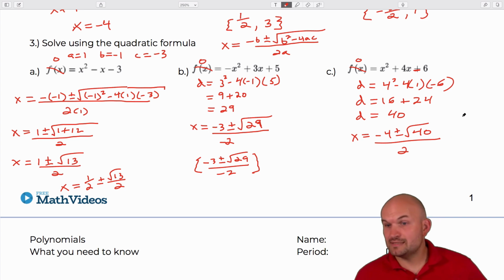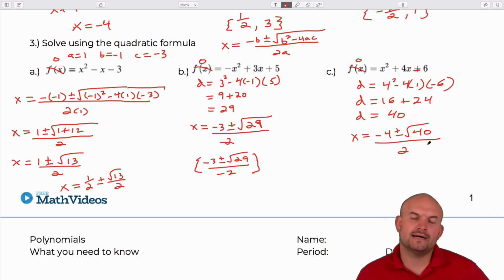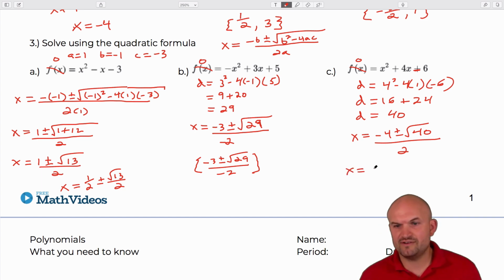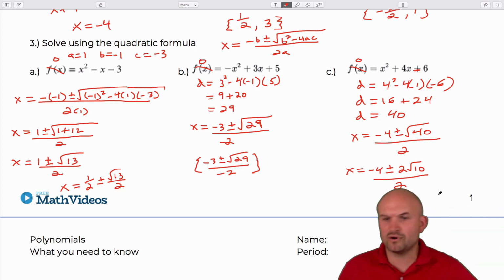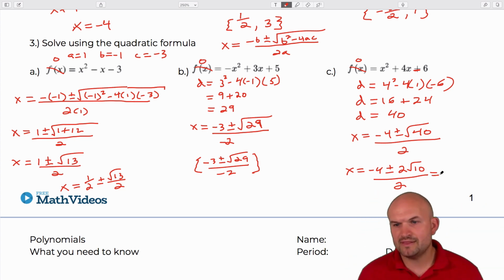Now notice I can simplify that square root of 40. That's going to be the square root of 4 times 10, so that would be 2 radical 10. So I'll just rewrite that in simplified form. So negative 4 plus or minus 2 radical 10. If you're a little bit weak on your radicals, don't worry. We'll be practicing more of that as we come up. And therefore, this simplifies to negative 2 plus or minus the square root of 10.